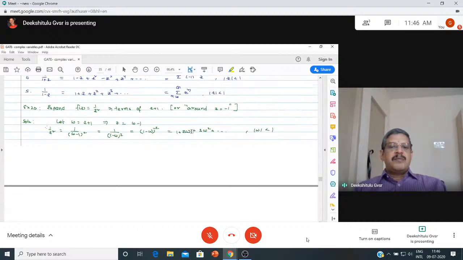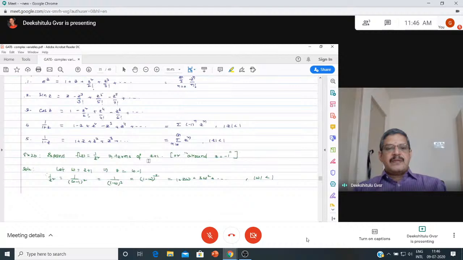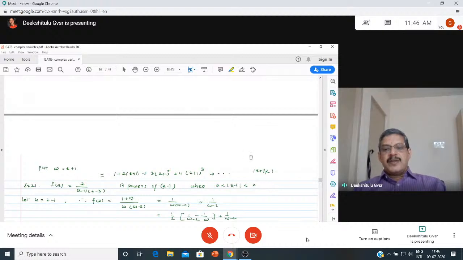Now substitute this w back. What is w? z plus 1. So you get 1 plus 2 into (z plus 1) plus 3 into (z plus 1) whole square. Now what are the powers here? Clearly it's in the powers of z plus 1. This is what is required. And the region is mod w less than 1 here. So w is mod z plus 1. So if you put z plus 1 here, mod z plus 1 less than 1 is the region of convergence in this case.